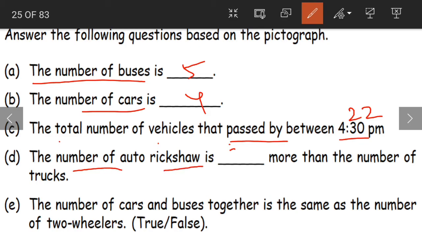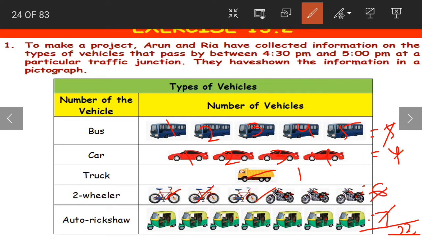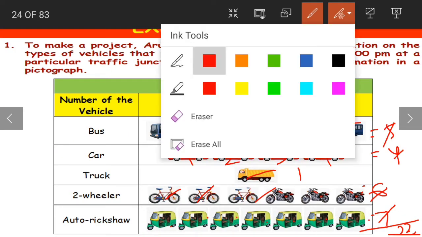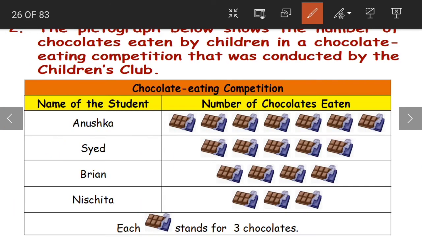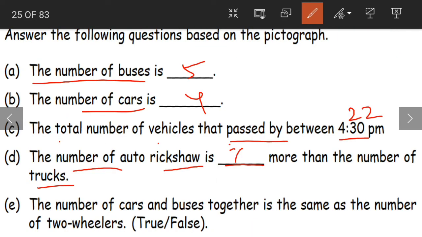Now the number of auto rickshaws is dash more than the number of trucks. So what is the number of auto rickshaws? We are having 7 auto rickshaws and we have only 1 truck. So how much is the difference between these two? 7 minus 1 is equal to 6. So the number of auto rickshaws is 6 more than the number of trucks.